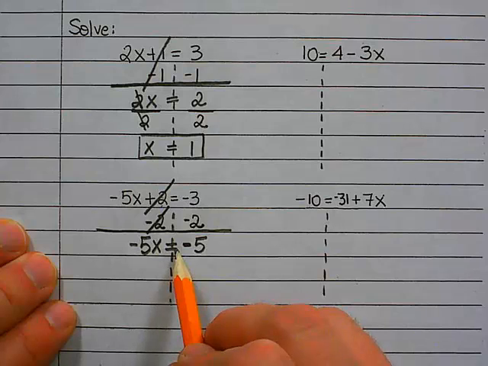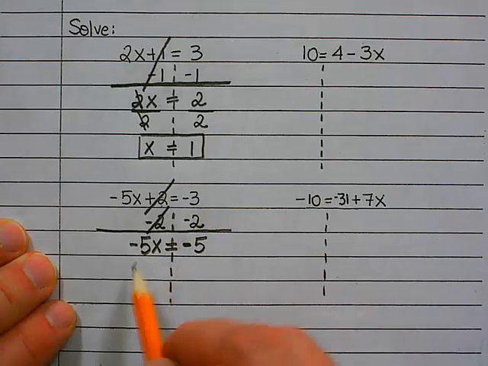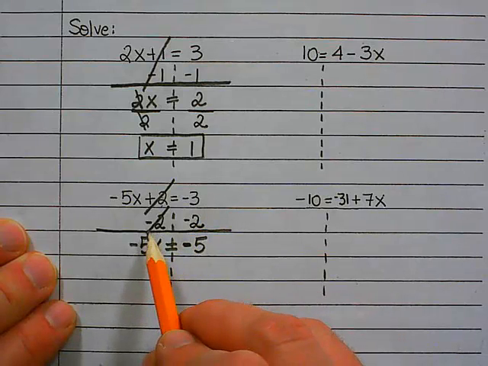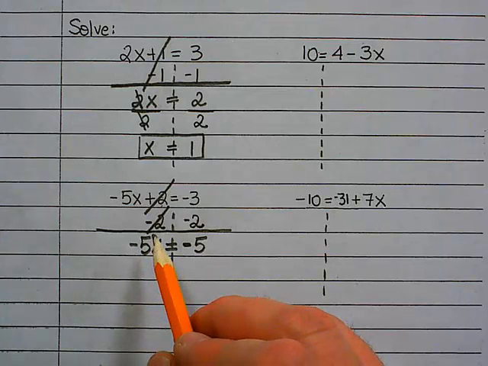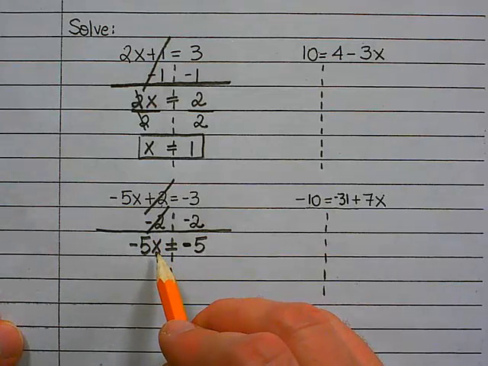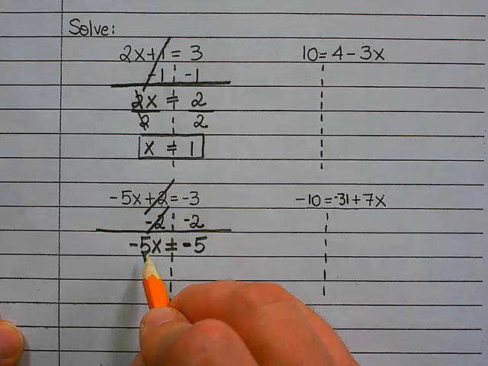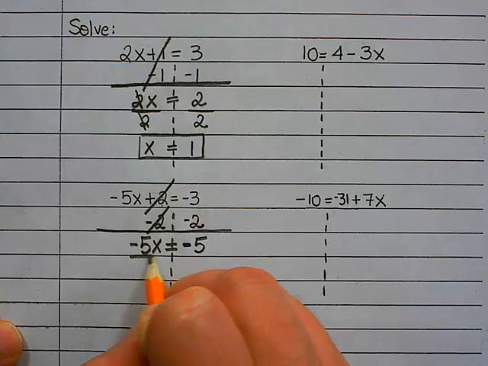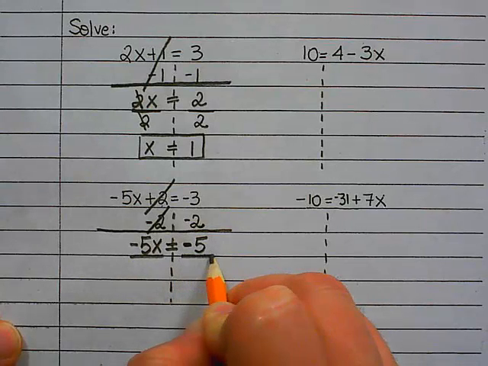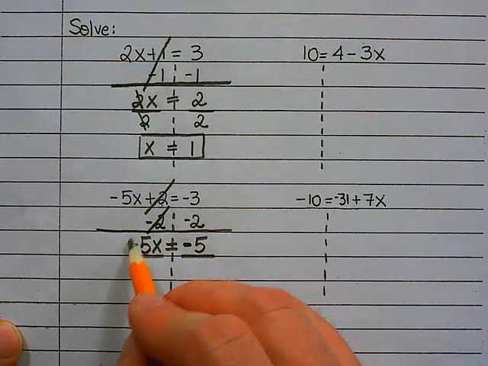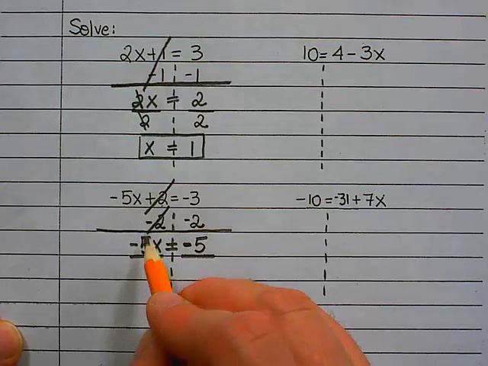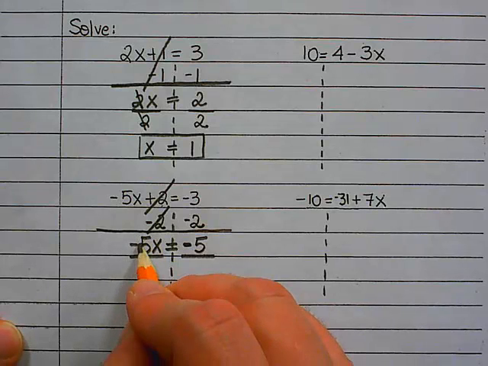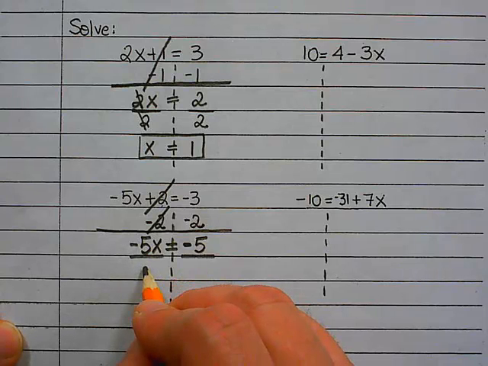So now I got negative 5x equals negative 5. So we're getting closer to the answer. Remember, our goal, the one thing we want to do, is get the x alone. So in order to do that, we now need to get rid of the negative 5. That means we're going to divide. And when you divide, one thing you need to remember: whatever you see on the side of x, you're going to write underneath. So if you see positive 5, you write positive 5. If you see negative 5, we write negative 5.